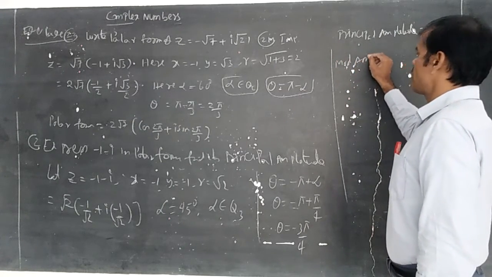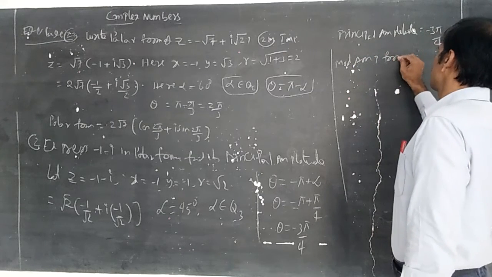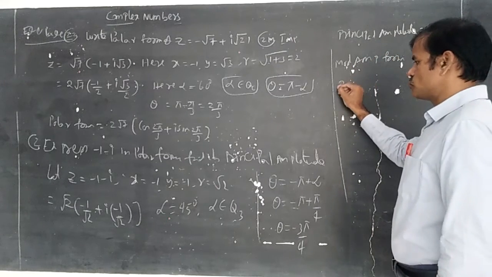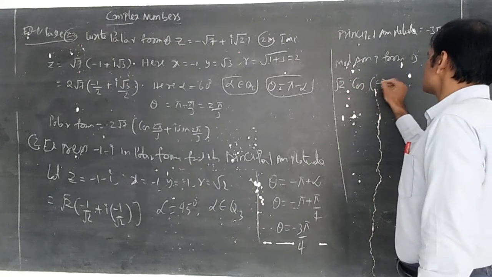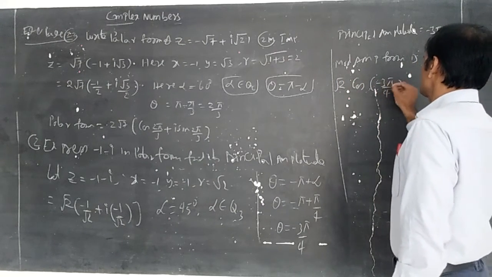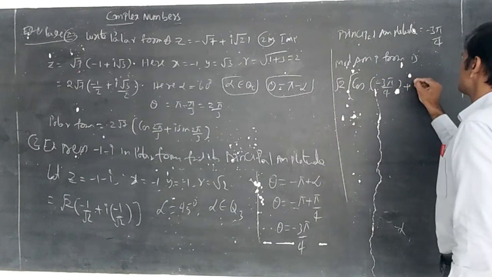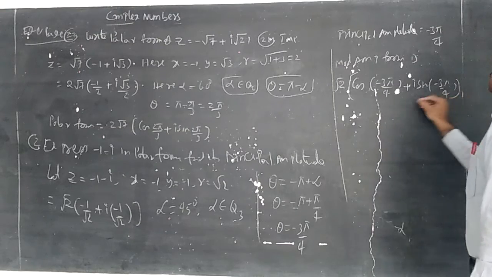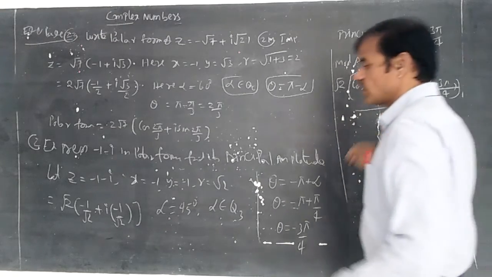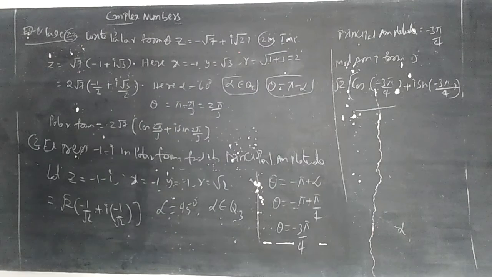The modulus amplitude form or polar form is root 2 into cos of minus 3 pi by 4 plus i sin of minus 3 pi by 4. This is the modulus amplitude form of the given complex number.